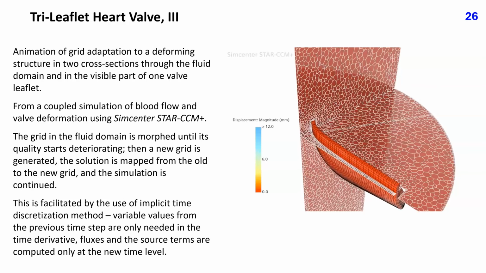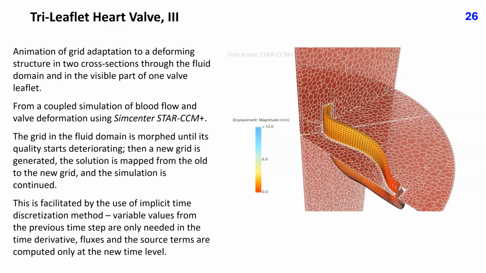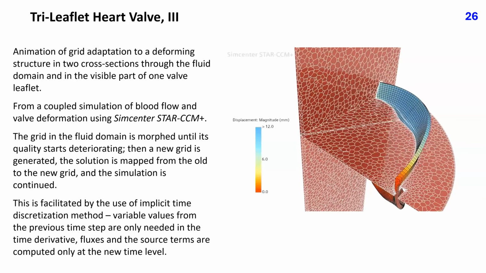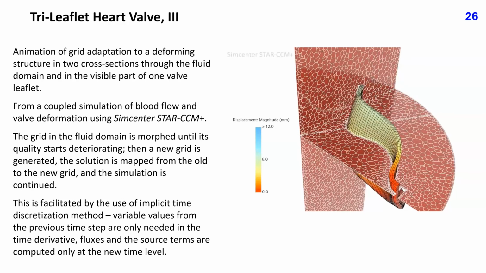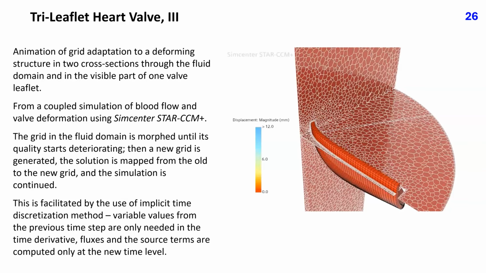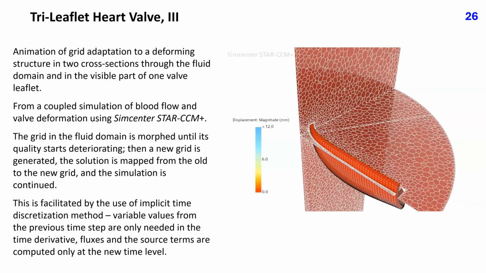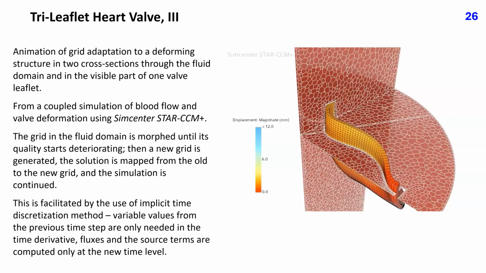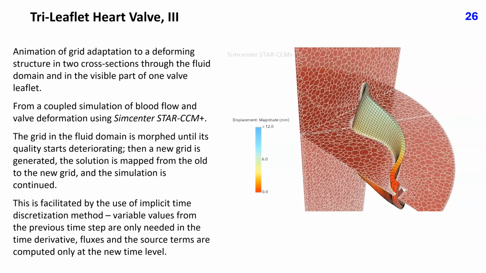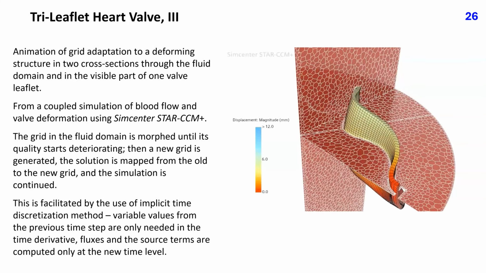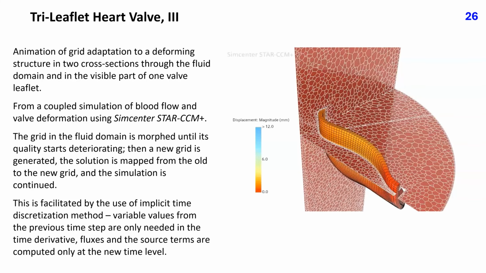This is facilitated by the use of implicit time discretization method, so that variable values from the previous time step are only needed in the time derivative. Convection and diffusion fluxes and the source terms are computed only at the new time level. This is a special kind of solution adaptive local grid refinement, driven by the variation of grid quality when it is morphed to stay adapted to deforming solution domain boundaries. More details about other options for solution adaptive grid refinement are presented in lecture 38.